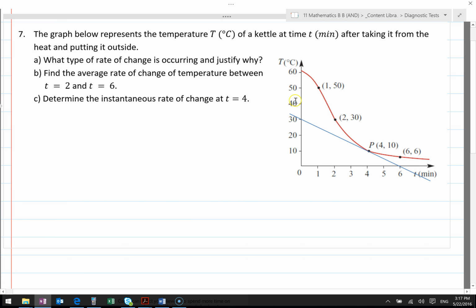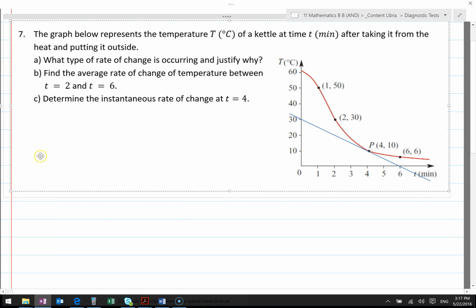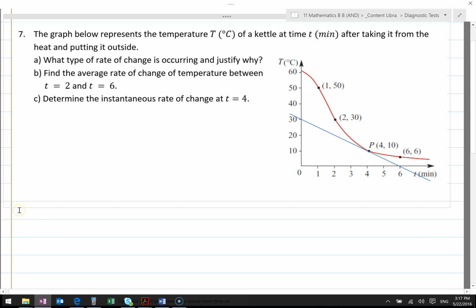Okay, question 7 is a graph about temperature and time. Part A, what type of rate of change is occurring and justify why? So we've got 2 different rates of change, constant and variable. This rate of change is not constant at all. This red line is not a constant rate of change. It's different. Here's really steep, here's really flat.